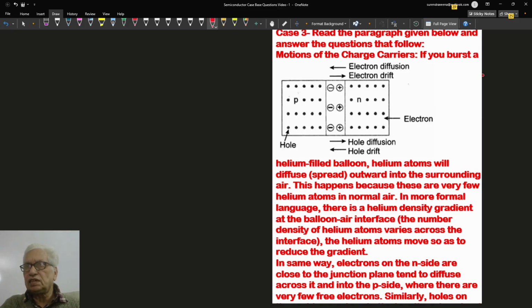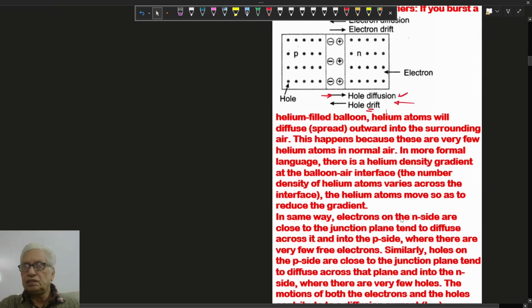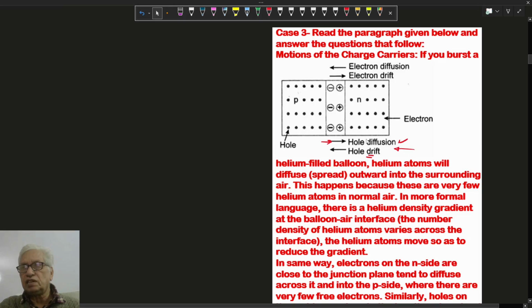In this case 3, the motion of charge carriers: in the P region holes are there, in the N region electrons are there. So the majority carriers, holes and electrons, both are moving in the forward direction like this. So that is the diffusion current, and the minority carriers are moving in the opposite direction, so this is the drift current. It's true for holes as well as for electrons. So here diffusion current and drift current are there.